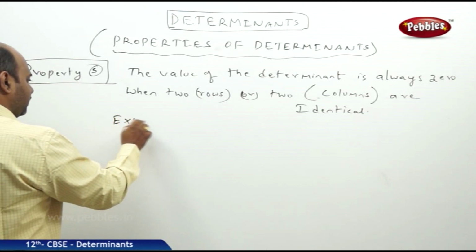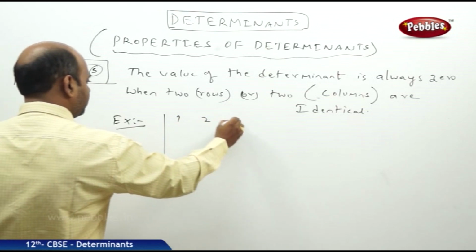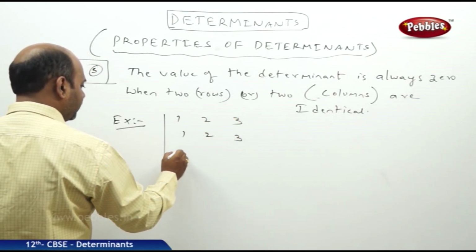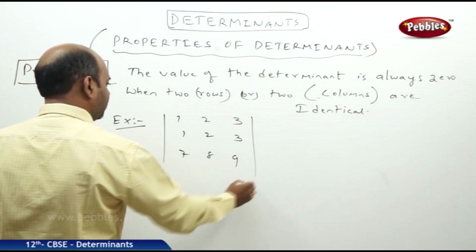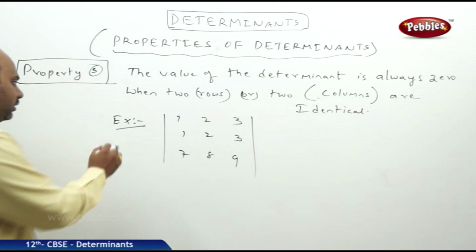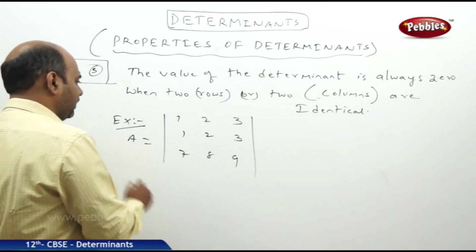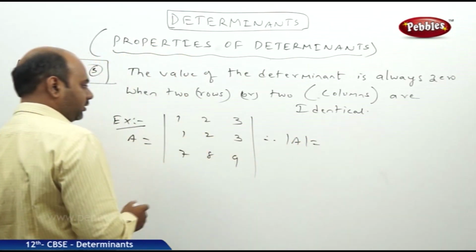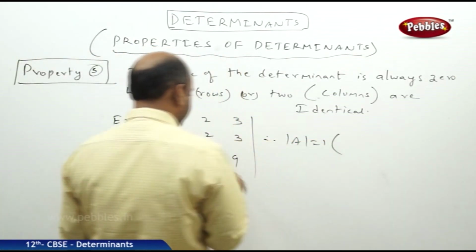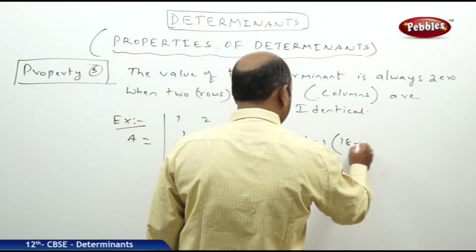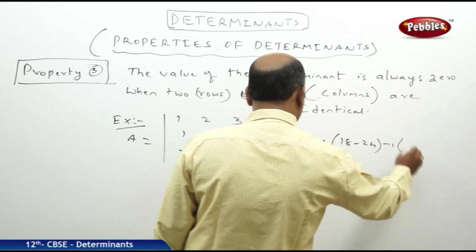One example also I will give. Suppose 1, 2, 3 and here also I take 1, 2, 3 and here we will put 7, 8, 9. Whenever you find this kind of determinant, blindly I can tell the value is 0. If I call this capital A, I will also check: determinant of A is equal to 1 into its minor. That means 18 minus 24. 18 minus 24.